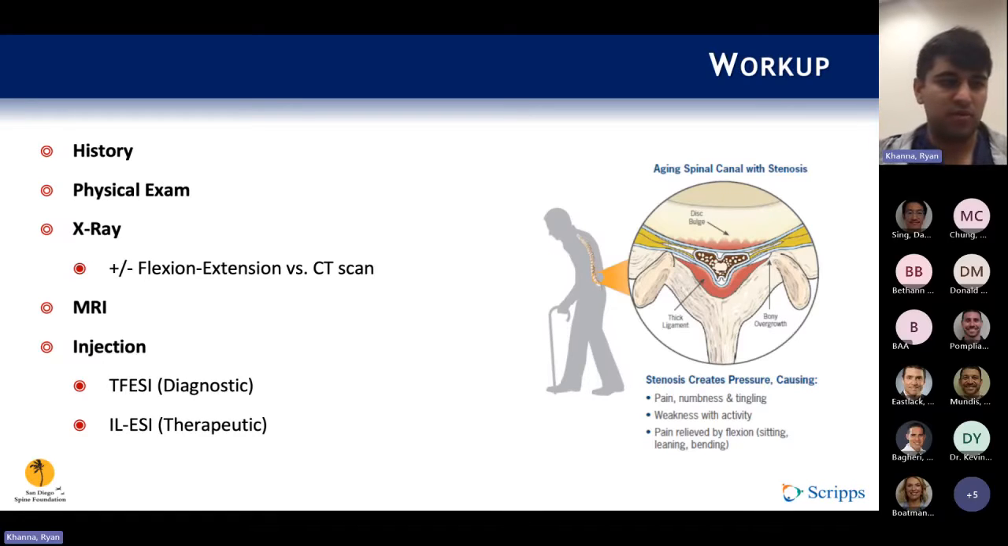MRI is the workhorse of our workup, and we can see the best compression of the nerve roots, both in the thecal sac and the exiting roots, using an MRI. And injections can be both diagnostic and therapeutic. We can do transforaminal injections to see if that is where the cause of the nerve root impingement is, and then we can also do epidurals as more of a shotgun approach to see if that is effective in treating the pain, especially if it's one of the first times that they're experiencing this pain.